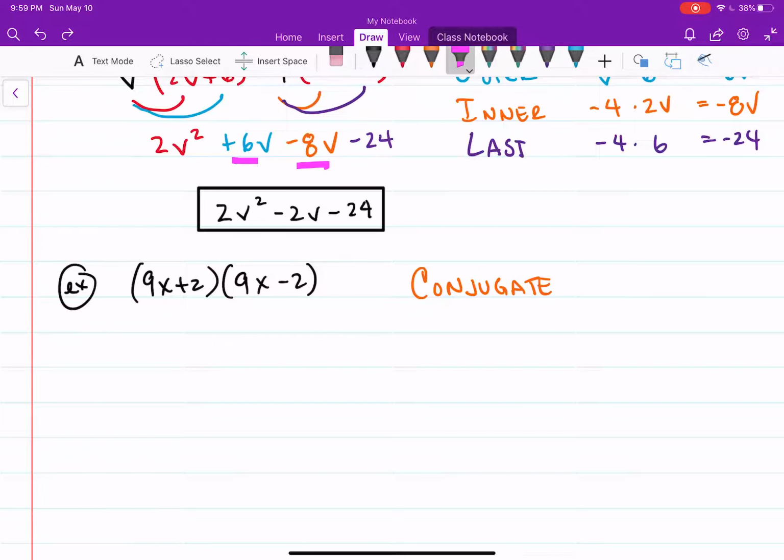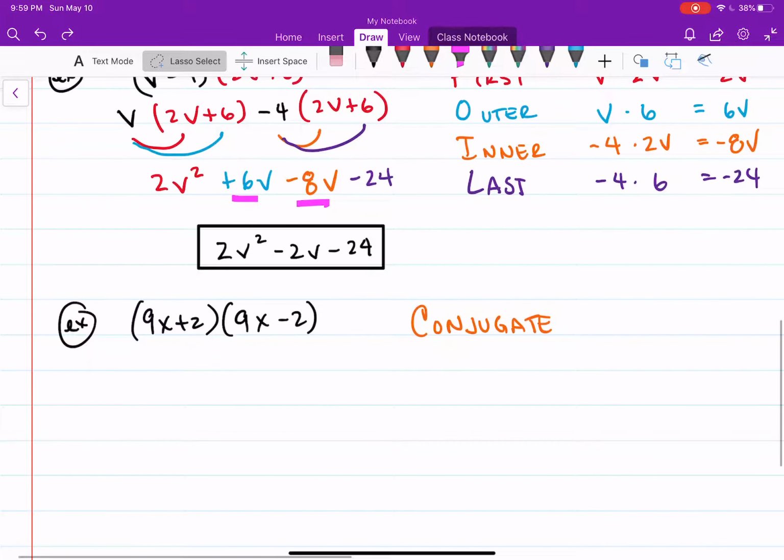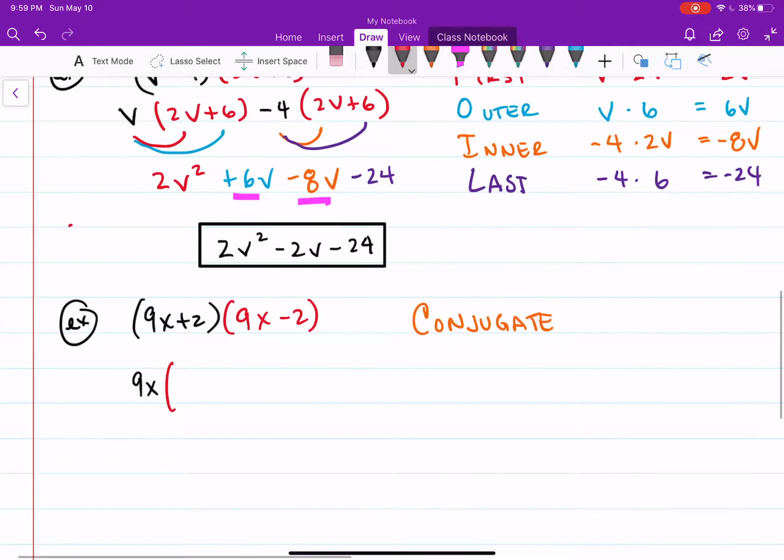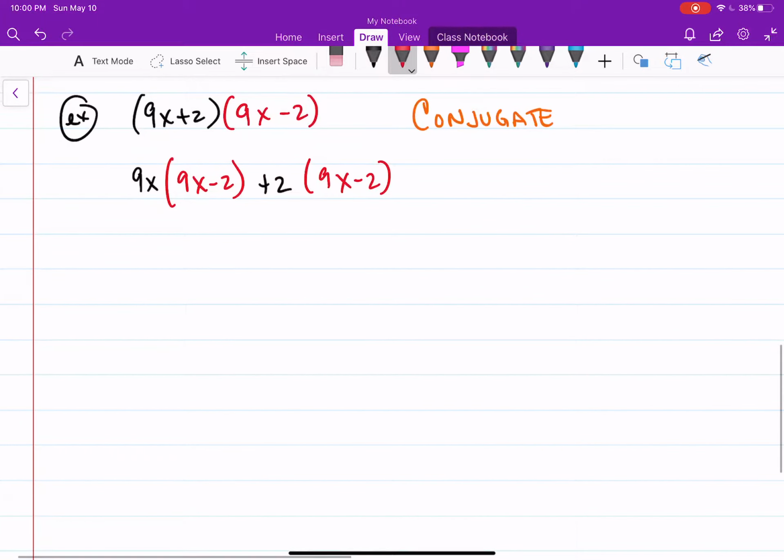Okay, well, let's see what happens when we double distribute this. Let's do this the same way. I'm going to take the 9x and multiply it to the 9x minus 2. And then I'm going to take the plus 2 and multiply it to the 9x minus 2. Okay? So what do I get?